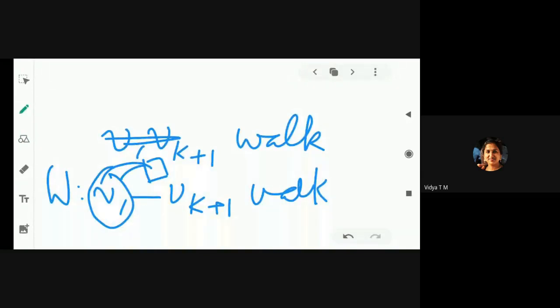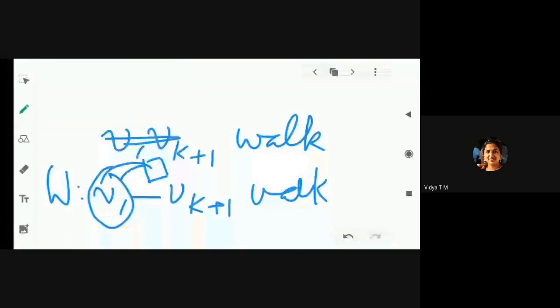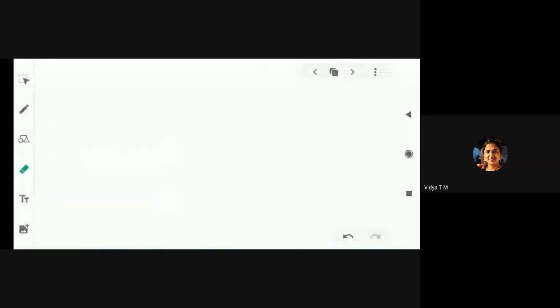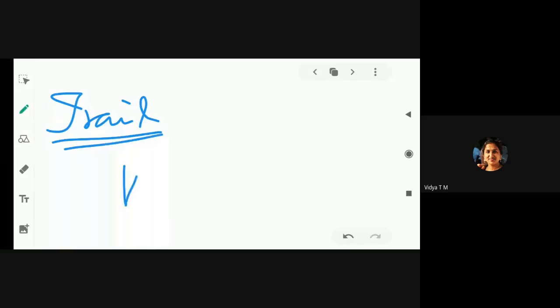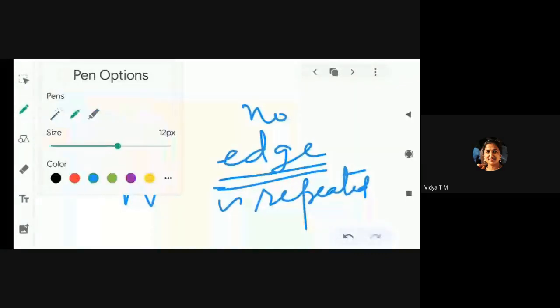After that, when you learn walk, immediately the next definition comes, which is that of a trail. A trail is a walk where no edge is repeated. That means if nowhere in that walk an edge is repeated, such a walk is what we call a trail.